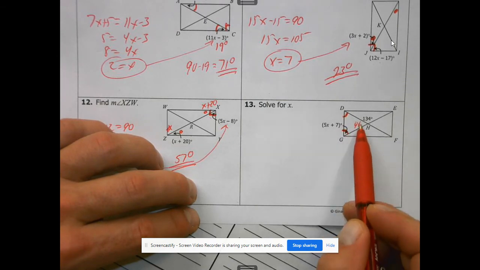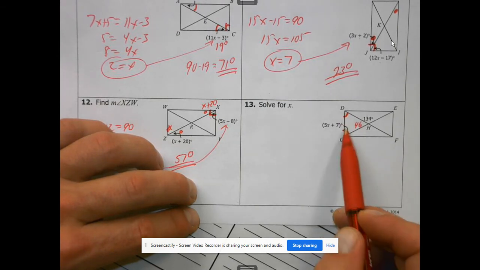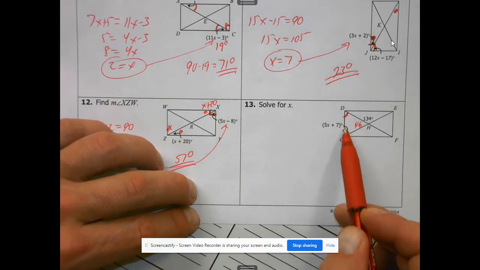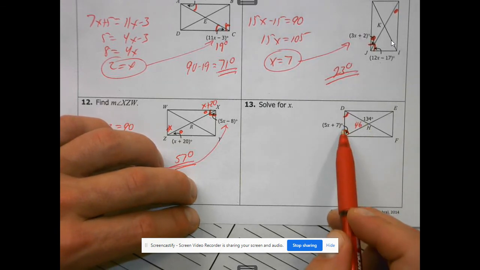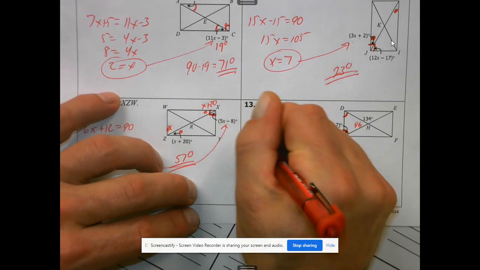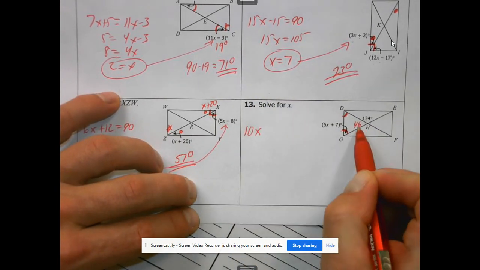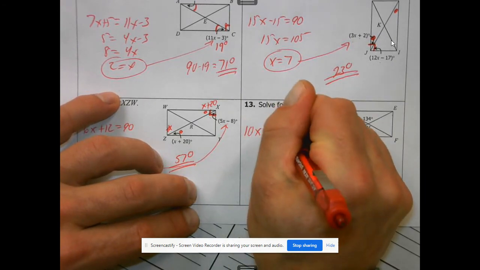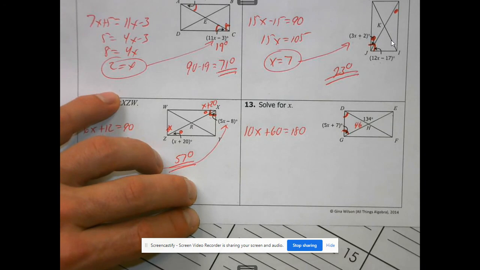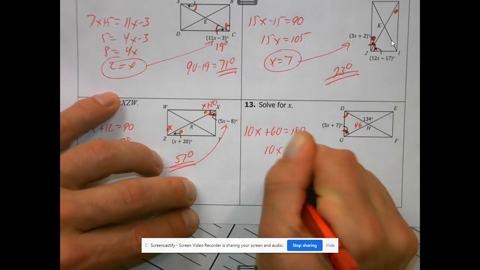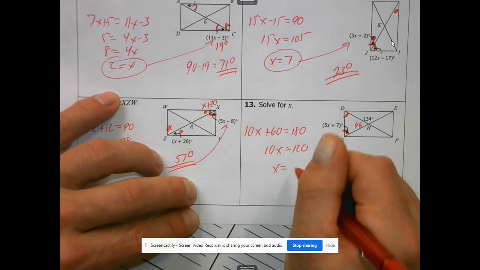All three angles in a triangle add up to be 180. Combine all of your like terms from these three angles and equal it to 180. 5x, 5x, 10x. I got a 7, and a 46. That comes out to be 60. Equals 180. Subtract 60 over, divide by 10. That comes out to be 12.